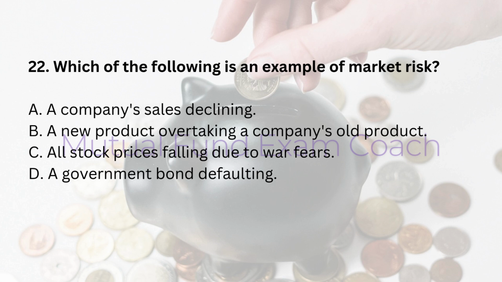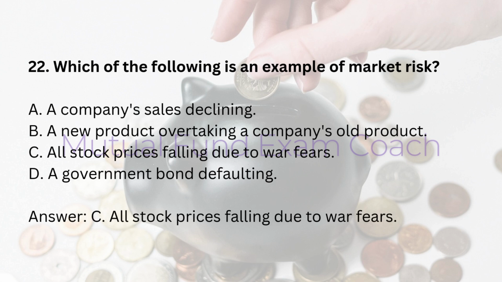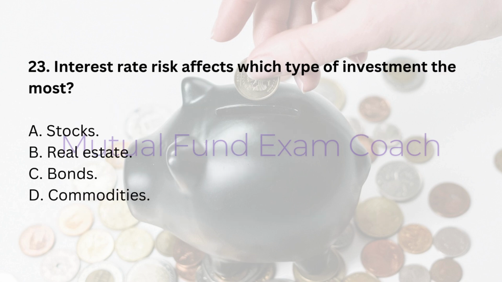22. Which of the following is an example of market risk? A. A company's sales declining. B. A new product overtaking a company's old product. C. All stock prices falling due to war fears. D. A government bond defaulting. Answer: C. All stock prices falling due to war fears.